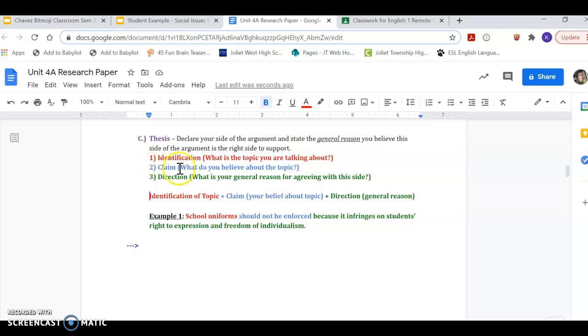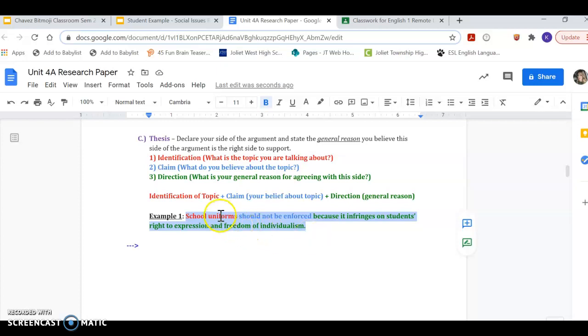Then number 2, your claim, which is in blue, is what side of the argument are you on? Are you for it or are you against it? And then number 3, the direction, which is in green, is your general reason why. So it's identifying your topic, plus providing your claim, plus giving the direction. So as you can see using the example, here is a thesis to look at. School uniforms should not be enforced because it infringes on students' right to expression and freedom of individualism.